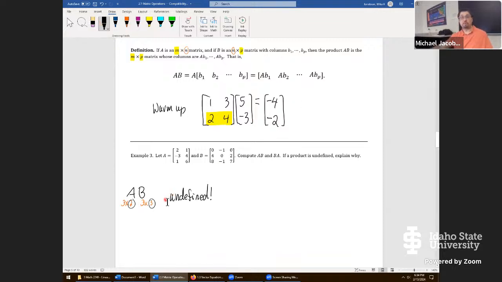Again, if this was a real exam question, this is pretty much all you have to do. Show me why it's undefined by saying the size and indicating where the problem is. That's not quite right though. Let's target this a little bit better. The problem is right here.